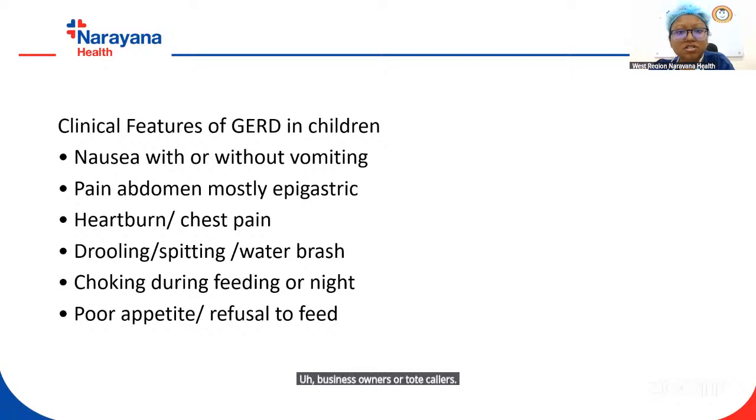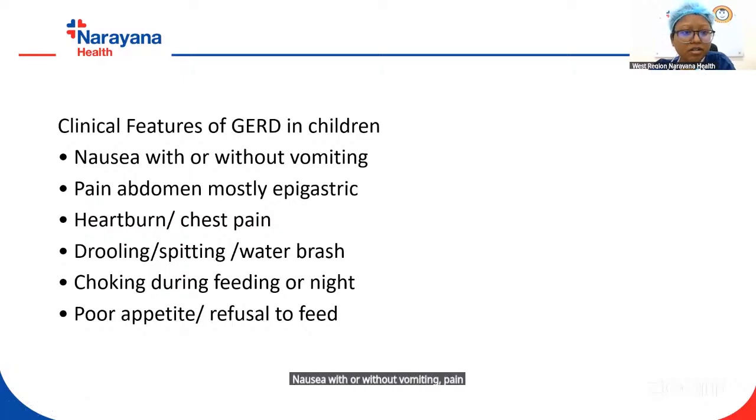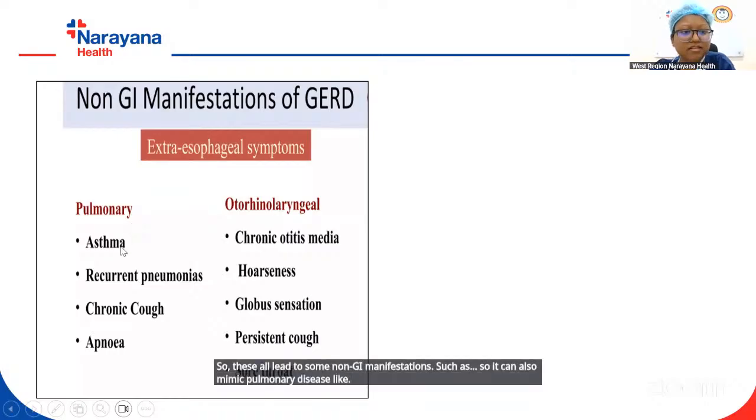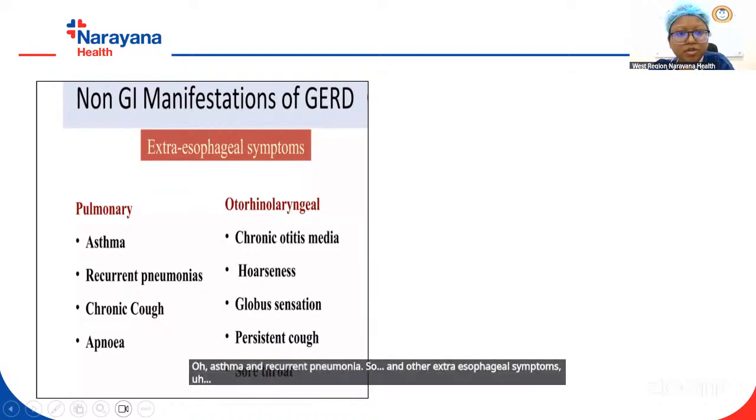Clinical features in children mimic those of adults, with nausea with or without vomiting, abdominal pain, heartburn, drooling or water brash, choking during feeding or at night, and poor appetite. These all lead to some non-GI manifestations. It can also mimic pulmonary disease like asthma and recurrent pneumonias. Other extraesophageal symptoms will be similar to chronic otitis media and persistent cough.